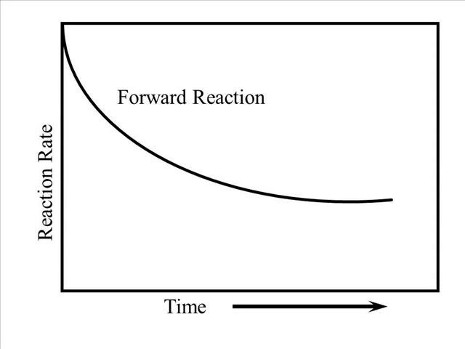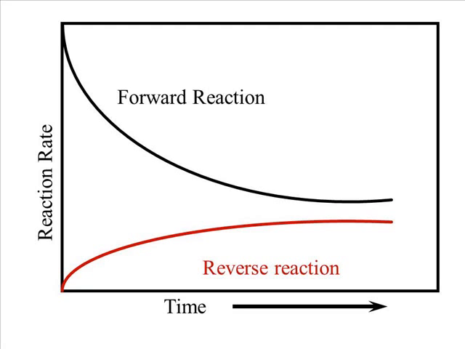When you look at reaction rate versus time for an equilibrium reaction, the forward rate decreases as you use up reactants. And the reverse rate speeds up as you increase the reverse reaction by turning products back into reactants. You've reached equilibrium when the forward rate equals the reverse rate.